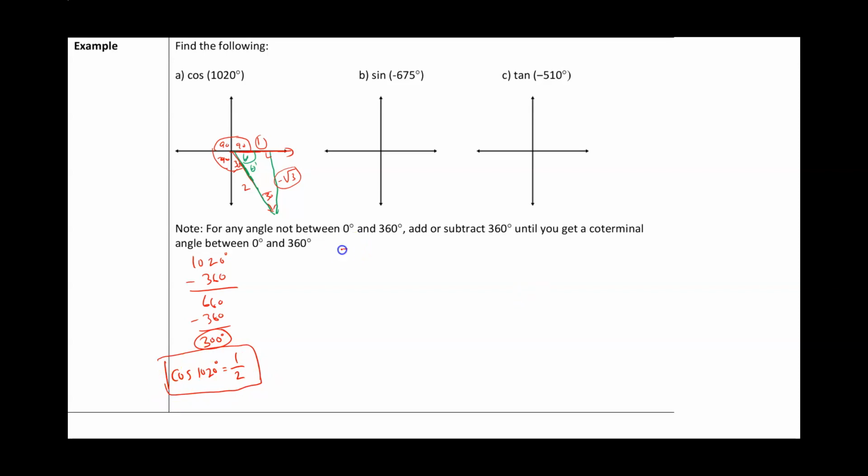Let's take the next one. You have negative 675 degrees. We always want to get an angle between 0 and 360. So if I take negative 675 and I add 360, this gives me negative 315. Now I'm still not between 0 and 360. So what am I going to do? I'm going to add 360 more. And if I do that, this gives me 45 degrees, a nice and simple angle.